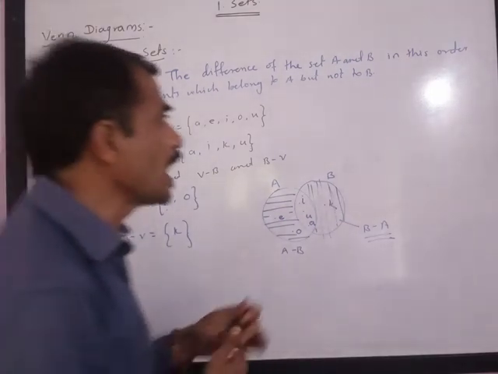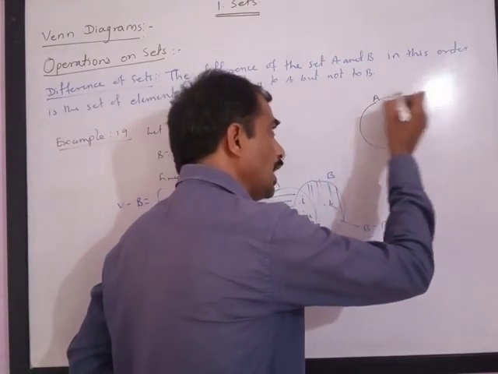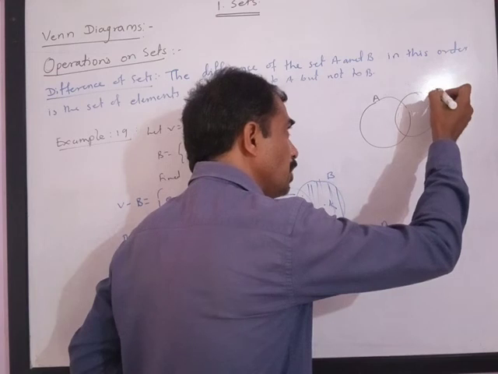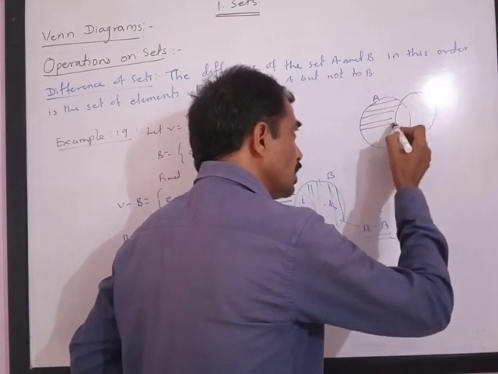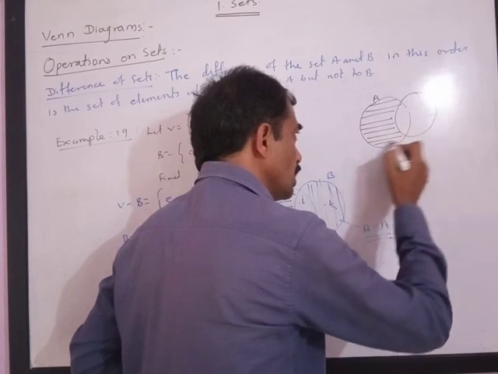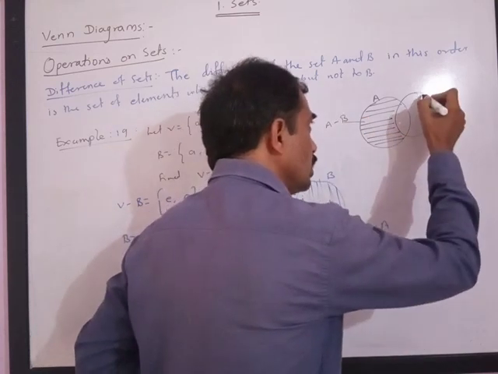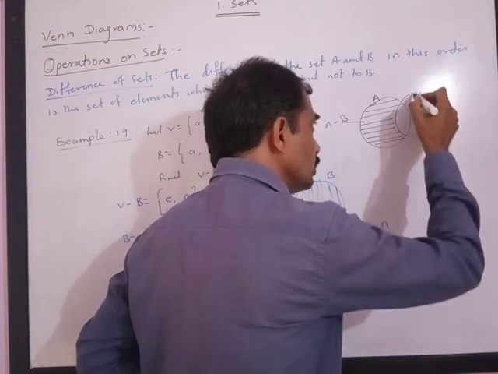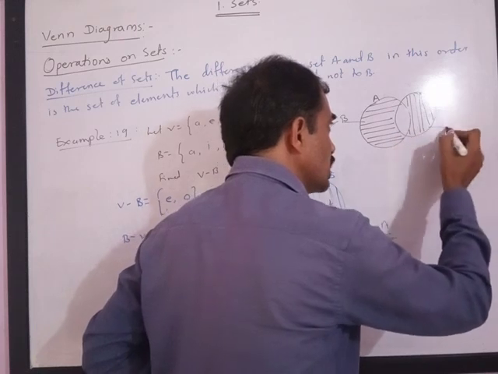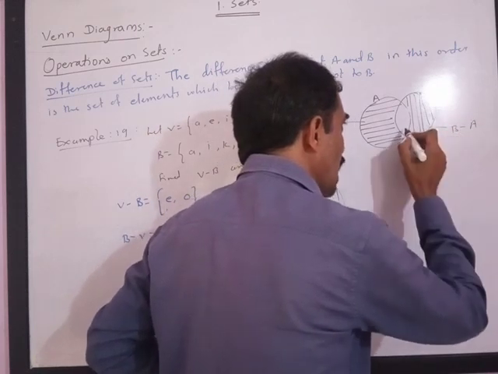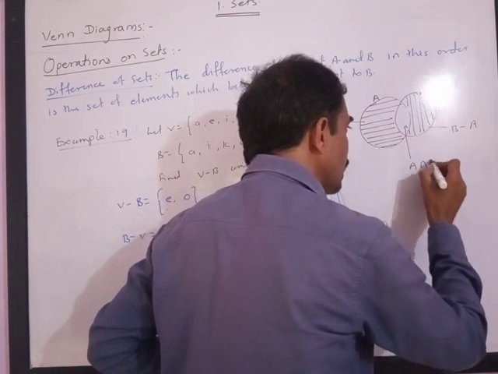The difference of sets can be represented with the help of Venn diagrams. So if this is set A and this is set B, then this portion which I am shading is the set of A minus B. Then this portion is the set of B minus A. And please note, the central region is A intersection B.